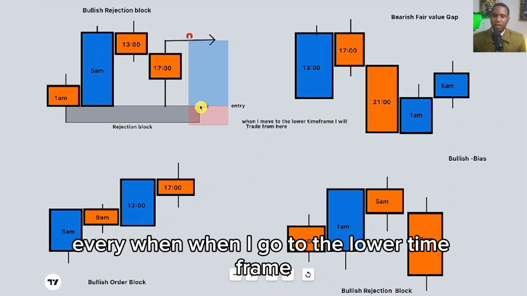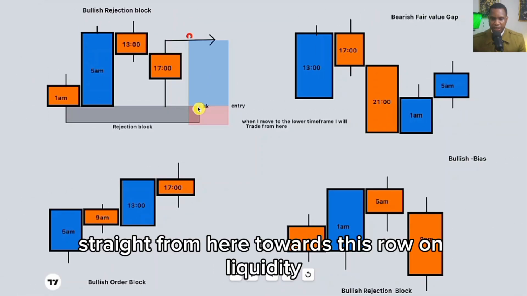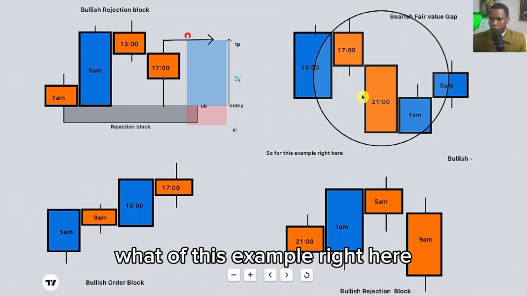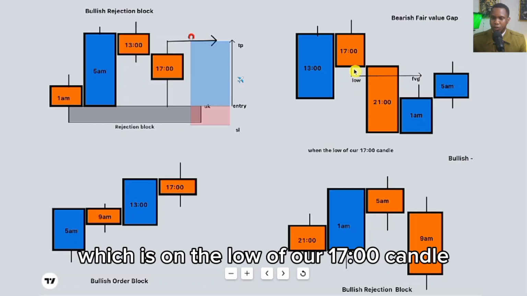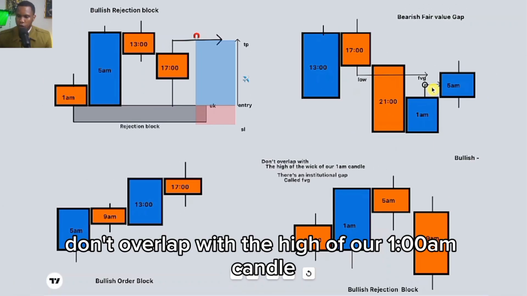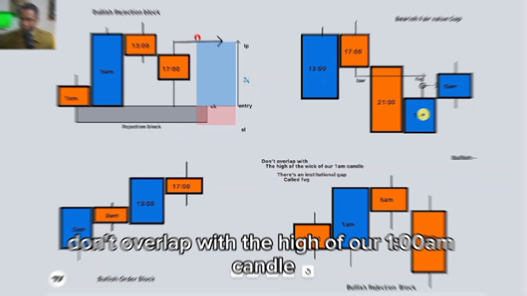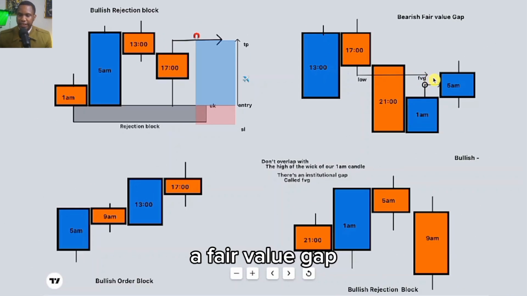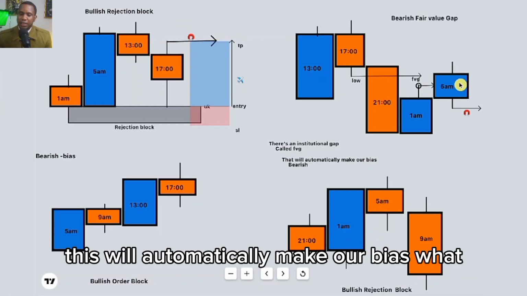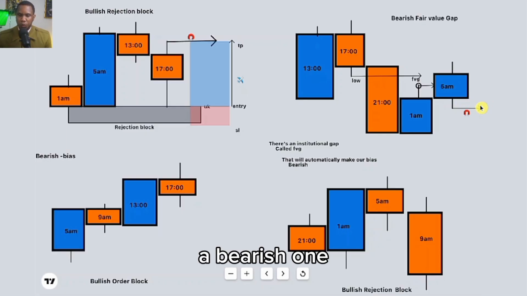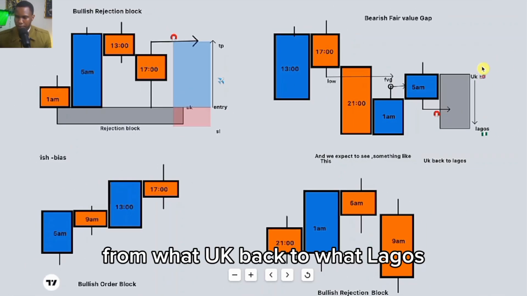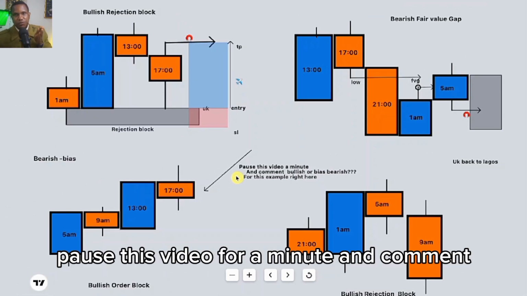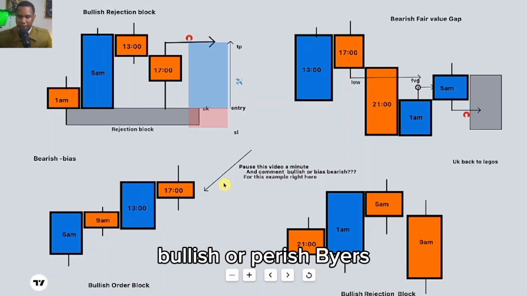When I go to the lower time frame, everything that I'm doing is to trade from here towards this draw on liquidity. In this example right here, we just approached our fair value gap, which is on the low of our 5 a.m. candle, overlapping with the high of our 1 a.m. candle. There's an institutional gap right here called what? A fair value gap. This will automatically make our bias a bearish one. And we expect to see something like this from the UK back towards Lagos. Pause this video for a minute and comment bullish or bearish bias for this example right here.